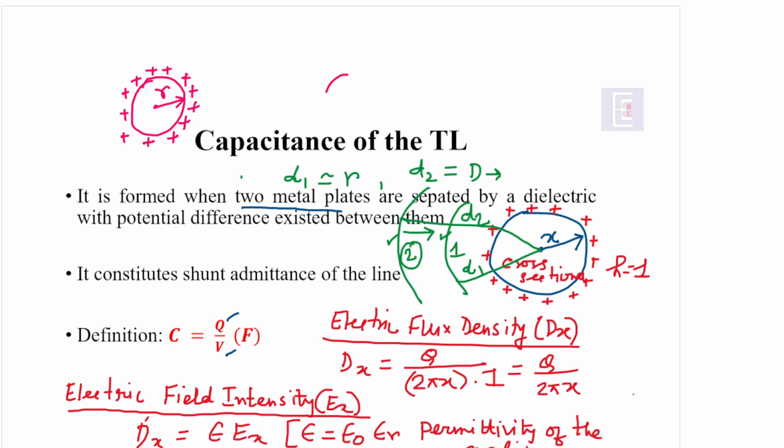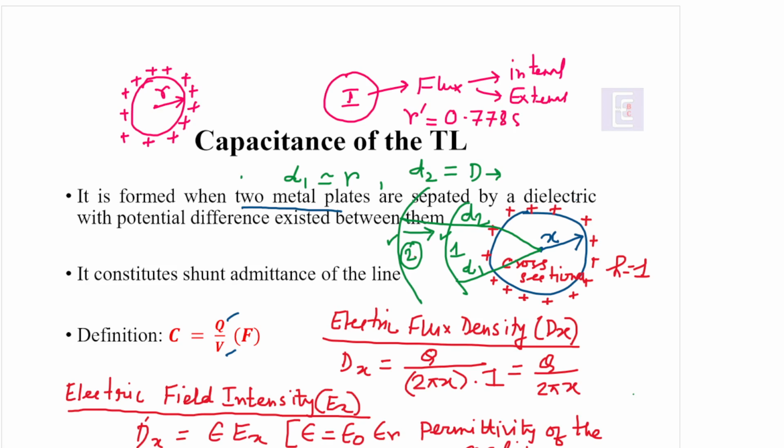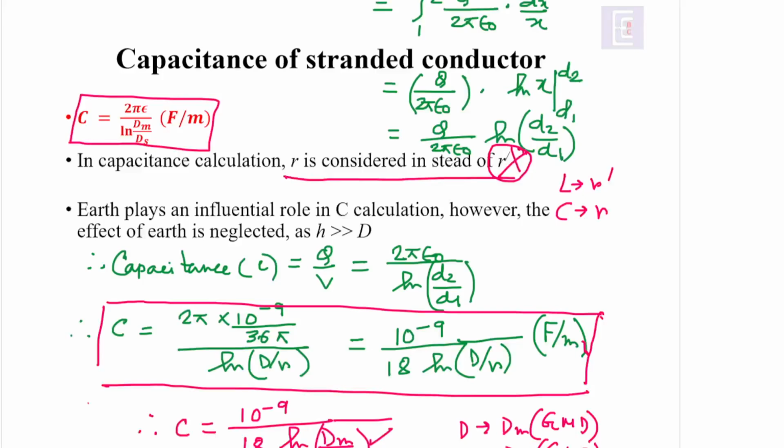However, in case of an inductance calculation, there is a current I flowing. This I will set up a magnetic flux which has two parts, one internal and another external. This internal as well as external flux are linking with this current, so that is when an effective radius is found out, which is equal to 0.7788 r. So this is the fundamental difference between capacitance and inductance calculation of the transmission line, which you should remember.